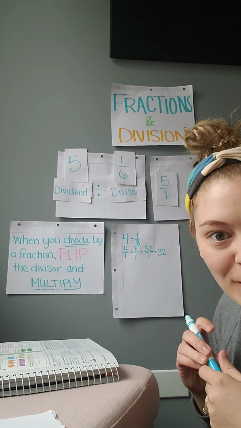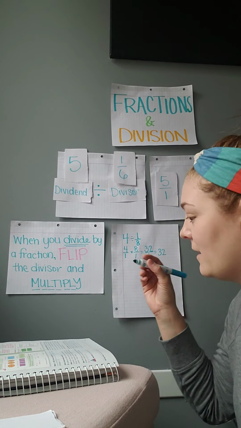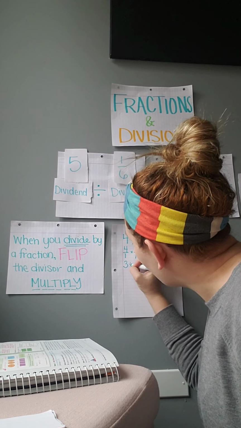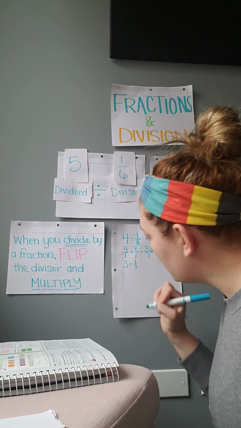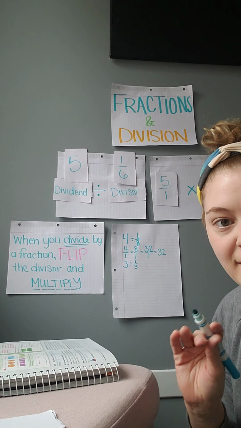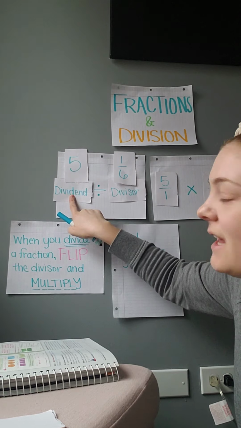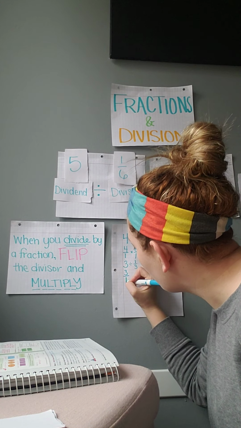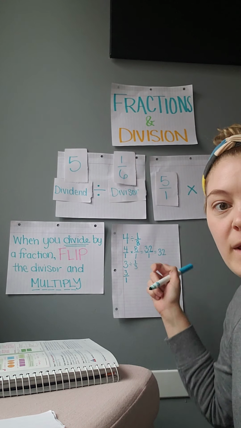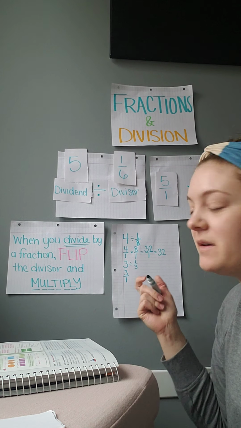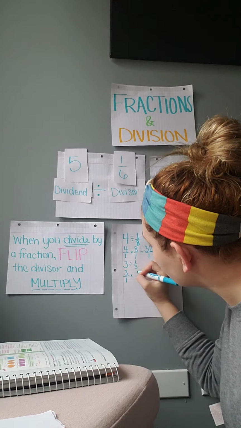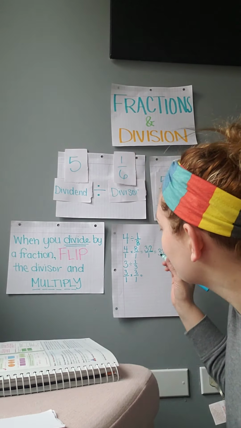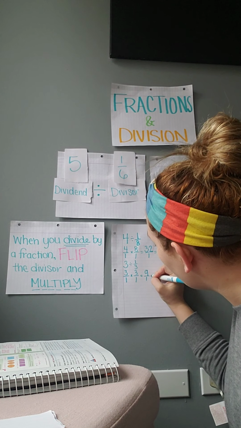Okay, here's our next one. You ready? Sorry, my throat went out. 3 divided by 1/3. Okay, let's think through our steps. Dividend does not change. 3 over 1. Divisor, we flip the divisor. So, times it by 3 over 1. Oh, easy peasy. 3 times 3 is 9 over 1 equals 9.